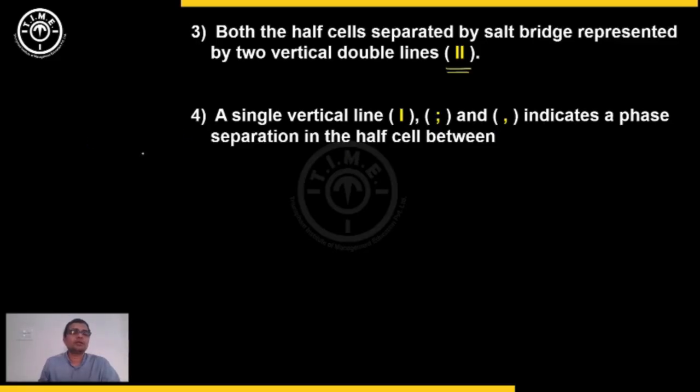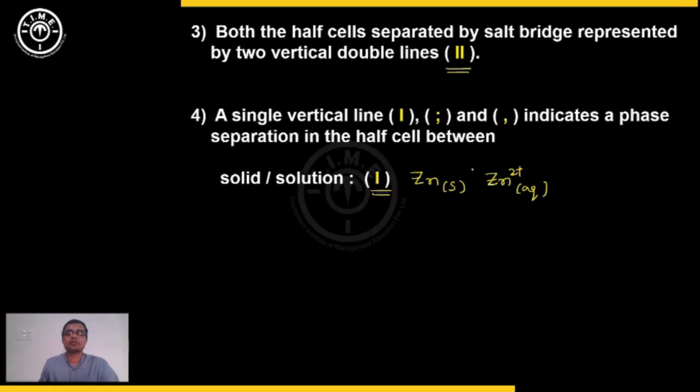For example, to separate the solid phase and the solution phase, we use a vertical line. For example, zinc, solid, oxidized to Zn2+, which is in aqueous state. Solid and solution are both separated by a single vertical line.